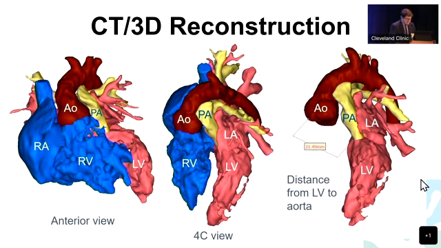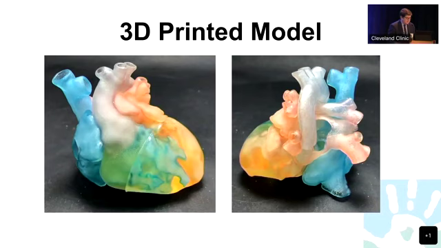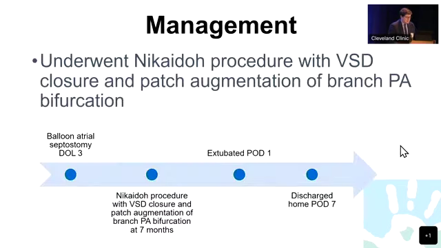And so given the significant distance between the LV and the aorta, the Rastelli procedure was thought to be not the ideal procedure given the inadequacy of the malalignment VSD and distance between the native aortic root and the LV. And then given the poor outcomes with atrial switch, we then proceeded with a Nikaidoh procedure. Here's the picture of the 3D printed model that was used to help with surgical planning. You can see the color coding by all of the different chambers. Eventually he underwent a Nikaidoh procedure with a VSD closure, patch augmentation of both the branch PAs.